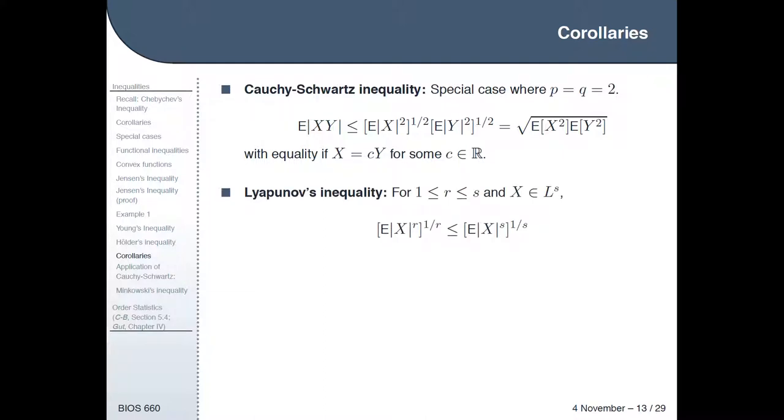Another consequence is what's known as Lyapunov's inequality, which is another one that I forget exactly what it's used for. In general, expected value of x to the r, to the 1 over r, is less than or equal to the expected value of x to the s, to the 1 over s, if 1 is less than or equal to r is less than or equal to s. To prove Lyapunov's inequality, you use Hölder's inequality with x to the r, y equals 1, and p equals s over r.